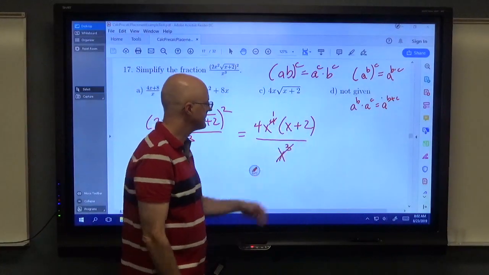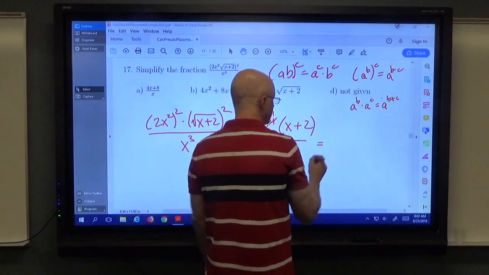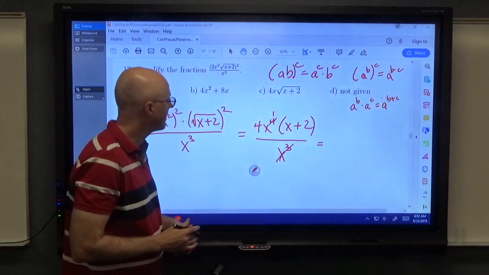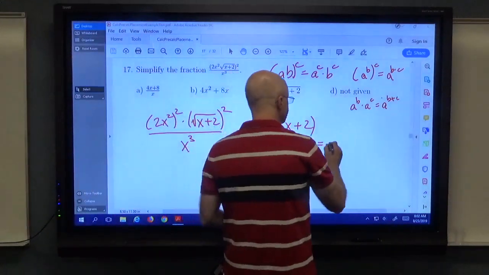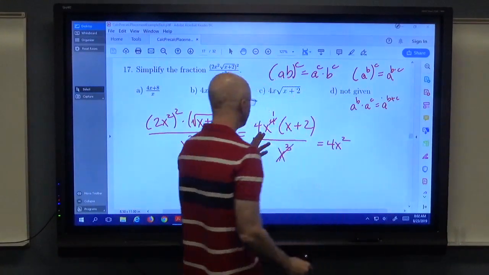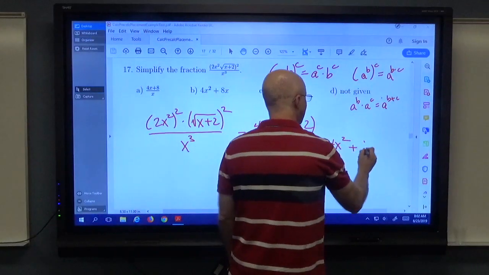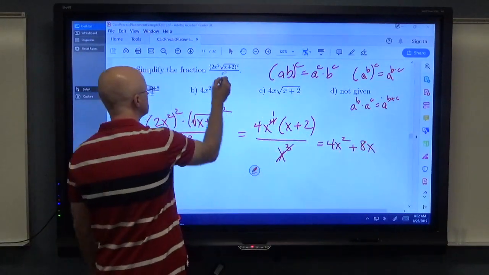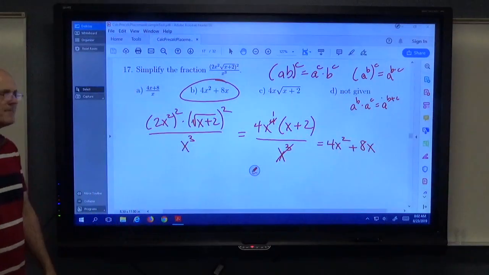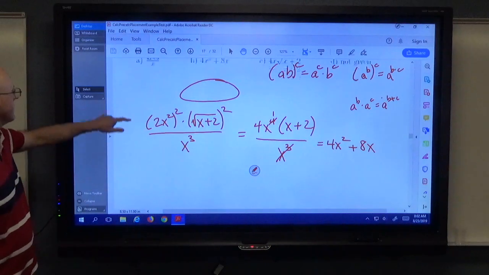4x gets distributed through the parentheses, divided by 1. I don't have to include it when I divide by 1. 4x times x is 4x squared. 4x times 2 is plus 8x. And that is also choice B. Okay? On to the next problem.